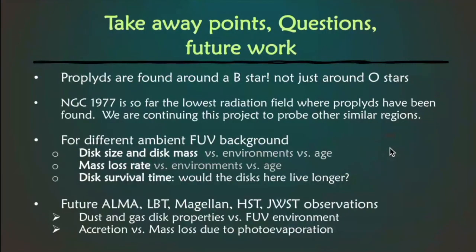Takeaway points: proplyds are found around the B star as well, and 97.7 was so far the lowest radiation field where we have found proplyds. There are a lot of discussions and observations to be done for disk size, disk mass loss, and survival time. And we have future observing proposals and programs going on to study more of this.